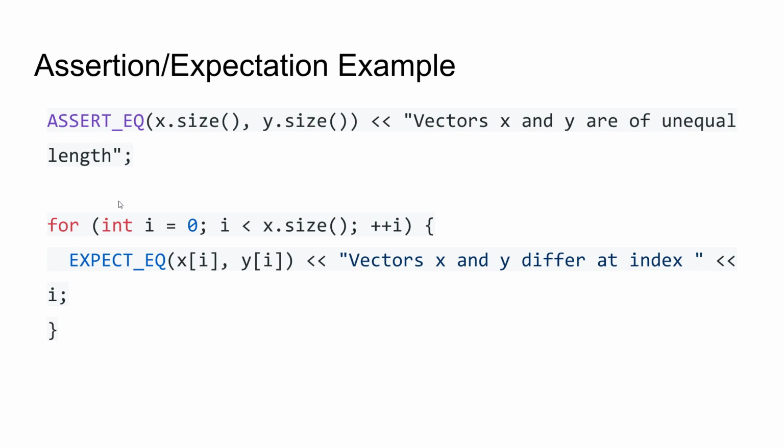And then what we do is we go through each one of the elements. And we expect each of the elements of these vectors to be the same. And if they're not, we're going to log the fact that they're different, but we're not going to end the test. So we'll be able to record all the values that are different, not just the first. Any questions so far?